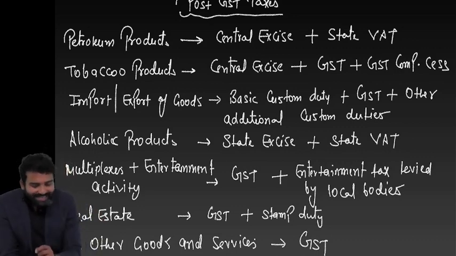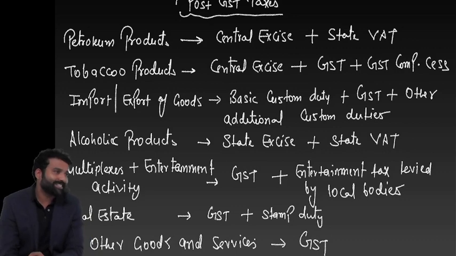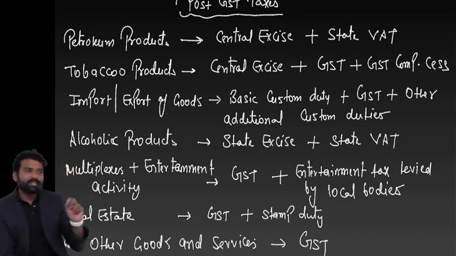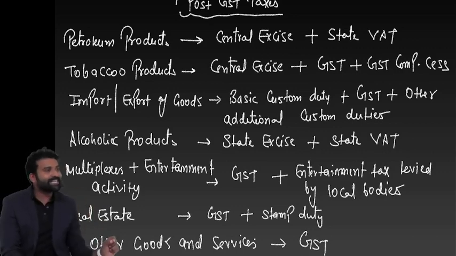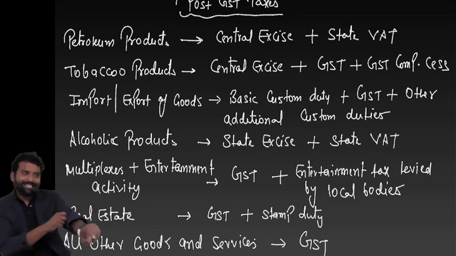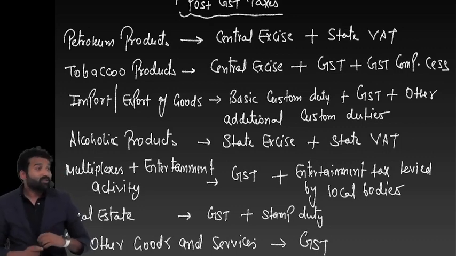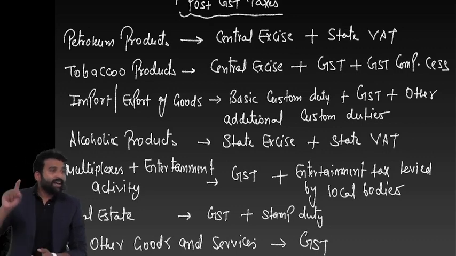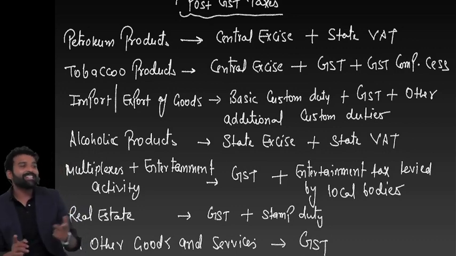I can answer the first doubt. That is on tobacco products. We have central excise as well as GST plus compensation cess. So no, VAT is not there on tobacco products. There is central excise plus GST plus GST compensation cess. There was a duty in central excise which is applicable even after imposition of GST. So tobacco is an interesting commodity because it is covered in the old regime as well as the new regime: central excise as well as GST.